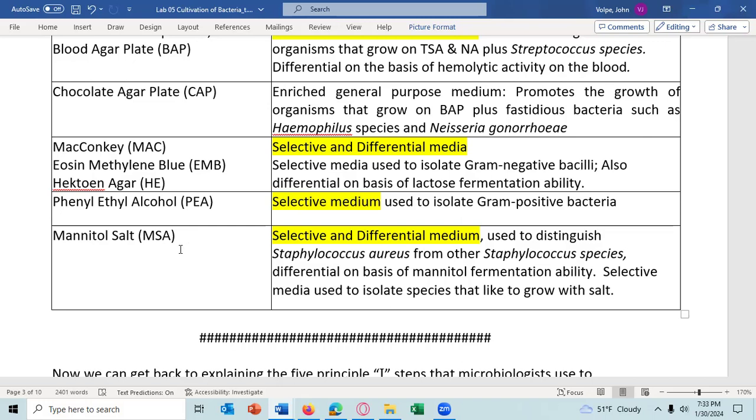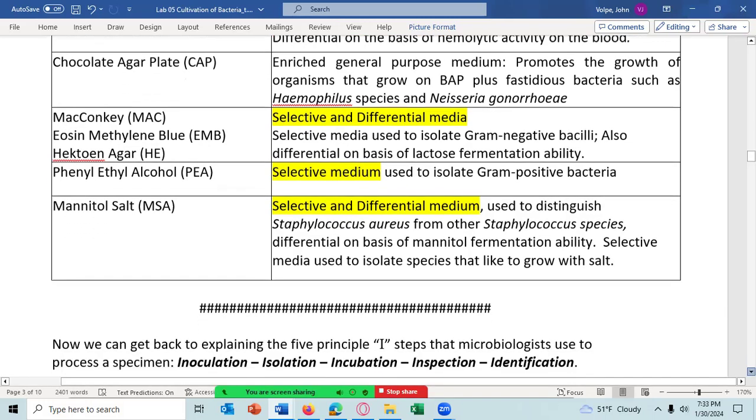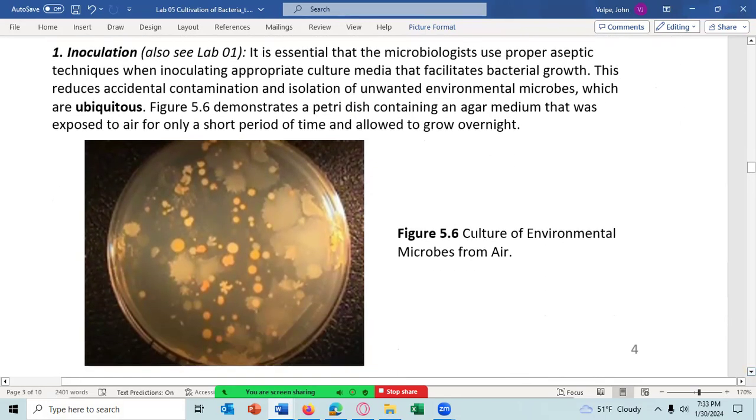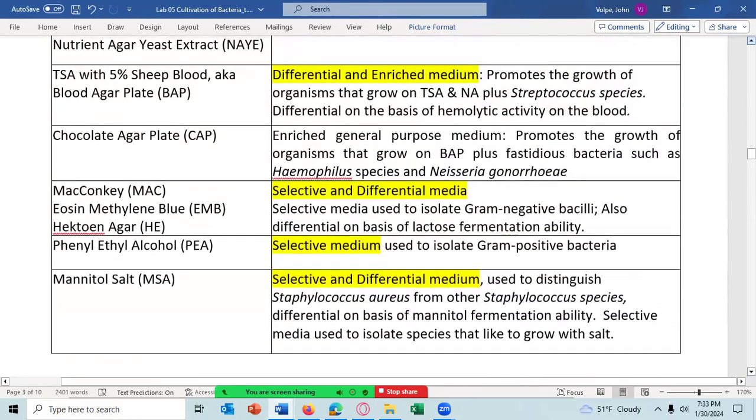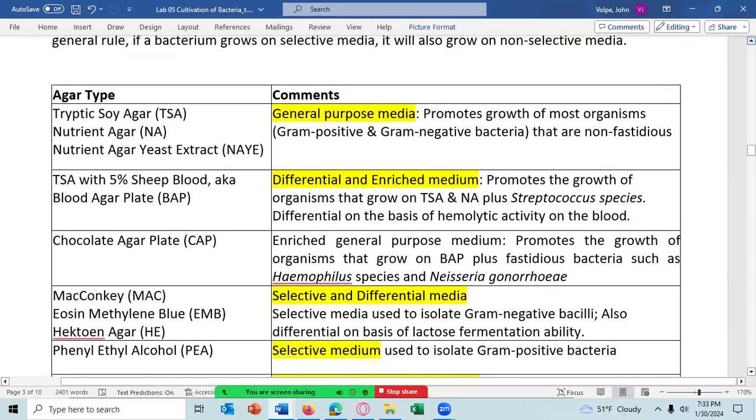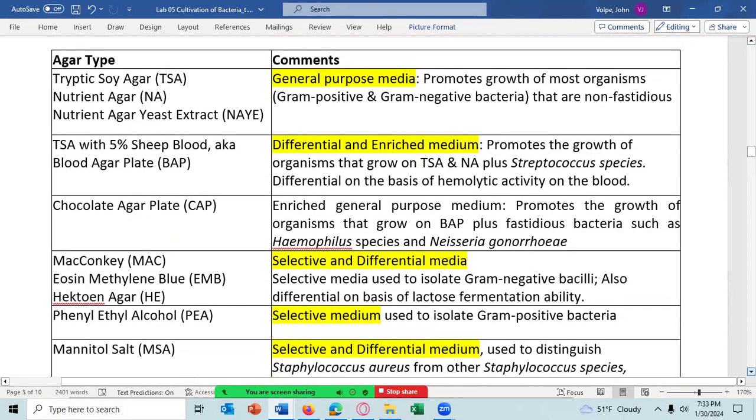Any questions about any of that? Can I ask a quick question about the table? I was just looking at your table that you're showing versus the table that I downloaded from Canvas, and there are a couple of little differences in the comment section. I don't know if one of them is more updated. For example, on the second row where it says TSA with 5% sheep blood, you have it highlighted. It says differential and enriched medium, but mine says enriched general purpose medium.